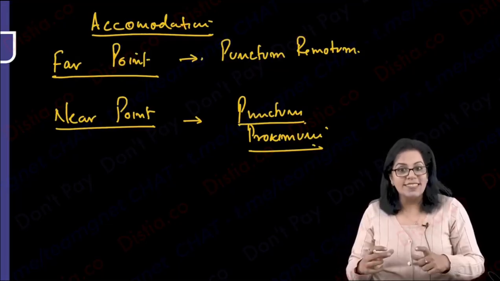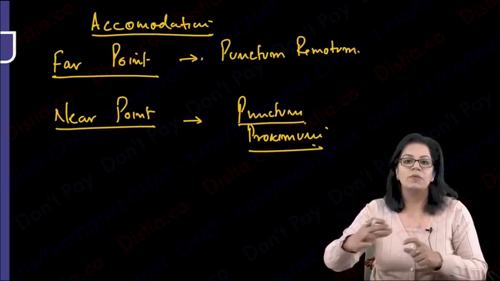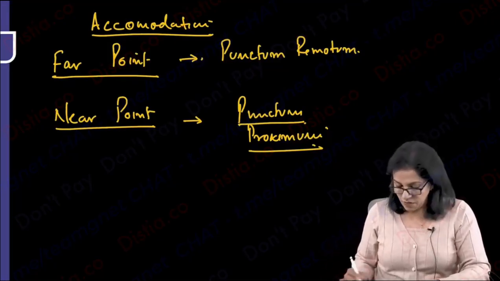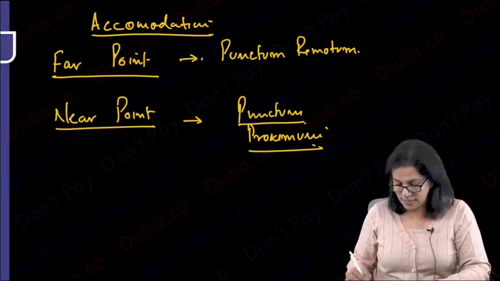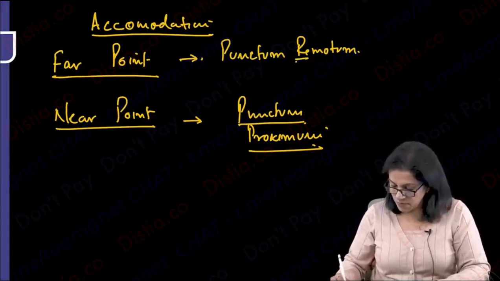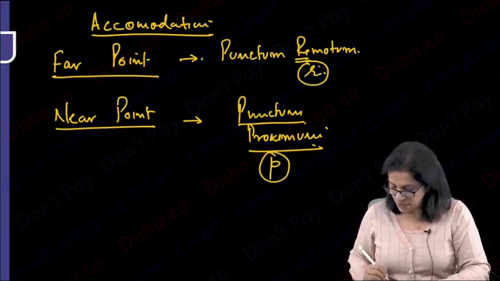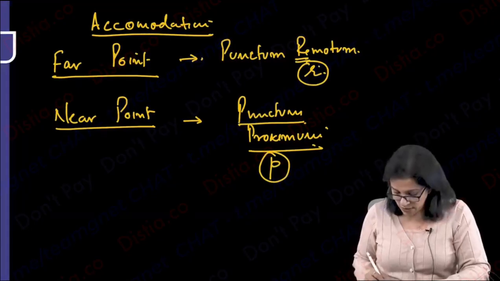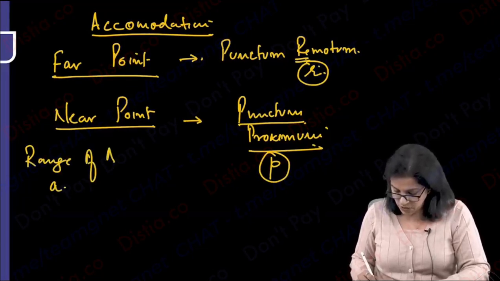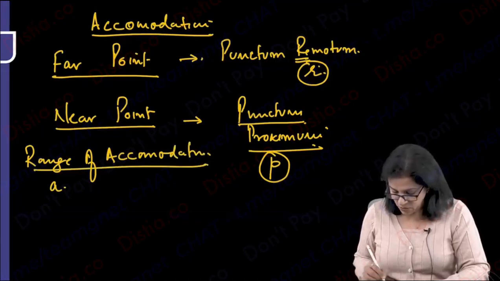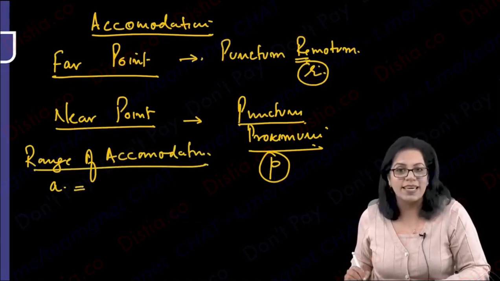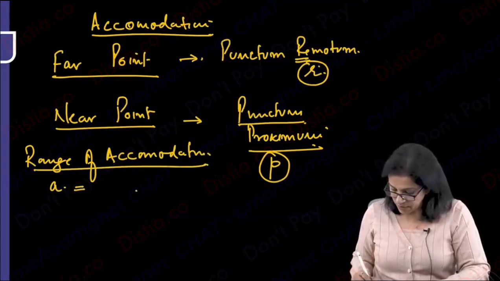So the accommodation is happening between these two. If we take the distance to be R for punctum remotum and P for punctum proximum, right? So what is the range of accommodation? This is one term you have to know. So the range of accommodation will be between these 2 points only, right? So range of accommodation is depicted as A, which will be equal to R minus P.